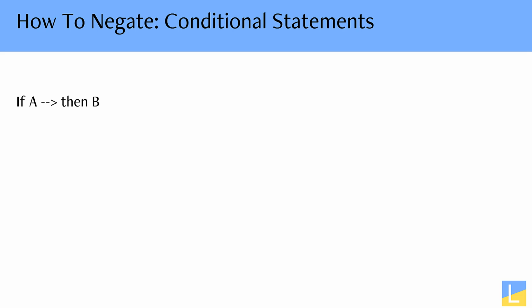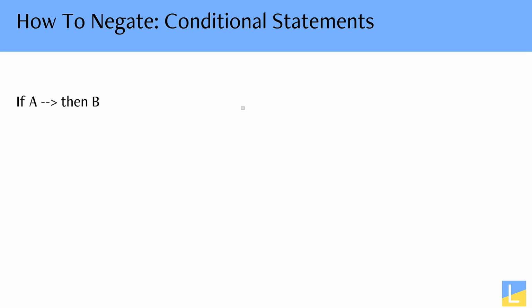Now let's take a look at how to negate conditional statements, and then we'll turn to how to negate everything else. So a conditional statement is a statement that says A is sufficient to guarantee B. If A is true, then that automatically means that B is true. Or in other words, whenever you have A, you always have B. So what does it mean to say that this is not true? That it is not the case that if you have A, then you have B? Well, that just means that A does not guarantee B anymore. You can have A while not having B.